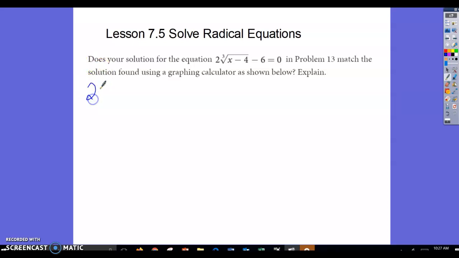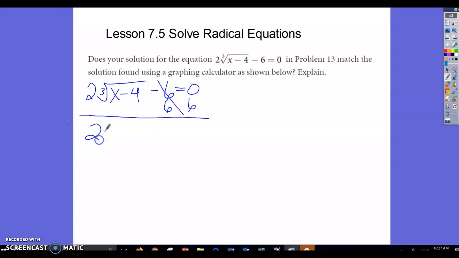All right, so we need to solve this equation. We've got 2 times the cube root of x minus 4 minus 6 equals 0. The first thing we're going to do is add 6 to both sides. So we've got 2 times the cube root of x minus 4 equals 6. Then we have multiplication, so we're going to divide to get rid of that 2.